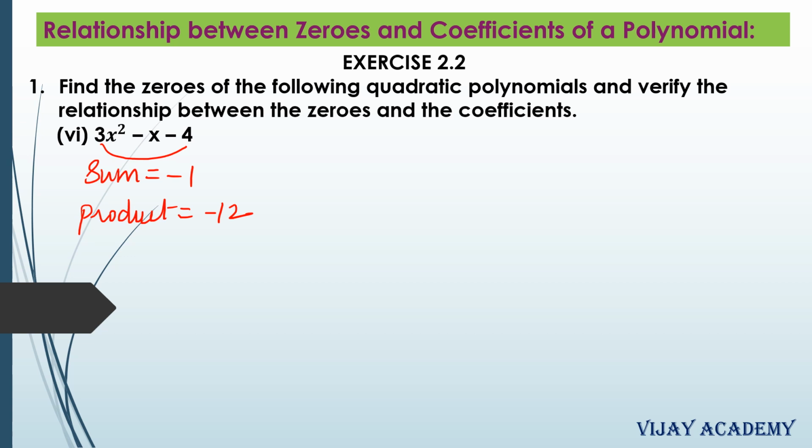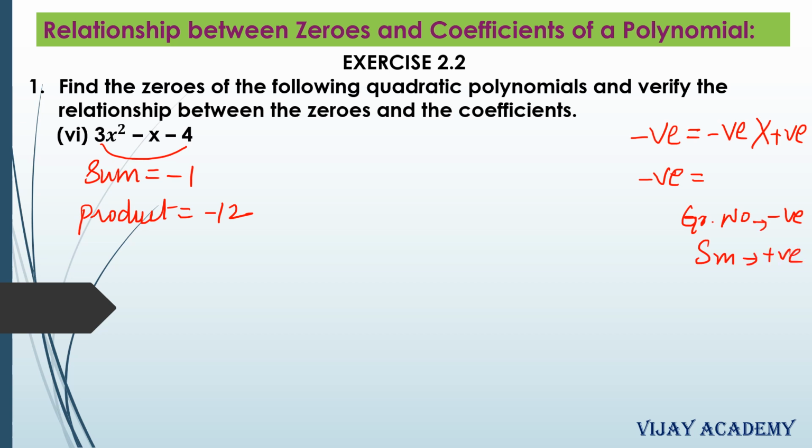As I have told you in the previous problem, when the product is negative, one number should be negative and one number should be positive. And look at the sign of the sum. So sum is negative. When the sum is negative, along with one number is negative and one number is positive, we can conclude that greater number should be negative and smaller number should be positive. Then only when we add greater negative number and smaller positive number, we get the sum as negative number.